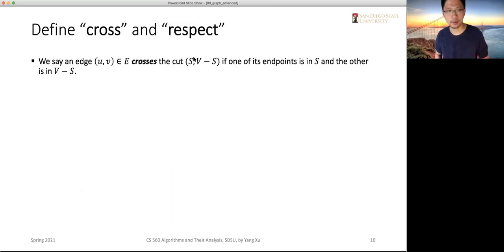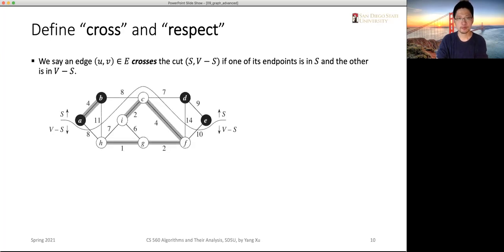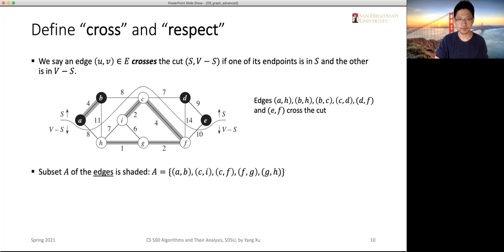So these edges that we just showed in the previous slide actually cross the cuts, okay? Because one end of those edges connects to the white vertices, while the other end connects to the black ones. So they actually connect these two partitions. That's why we say that these edges cross the cuts, okay? And with this idea of crossing, we can define the other idea, respect, okay?